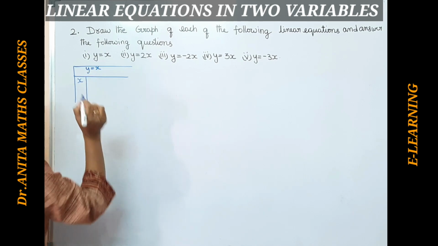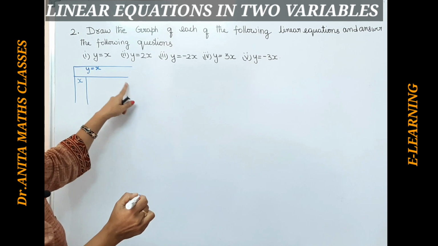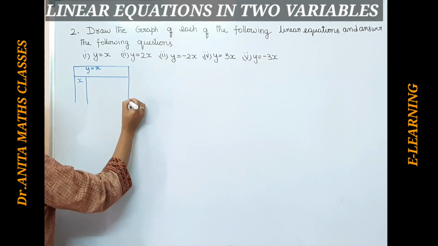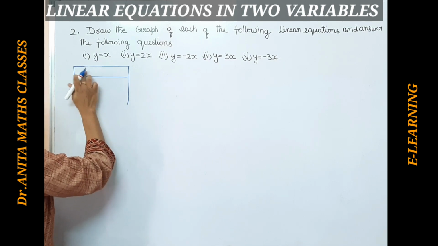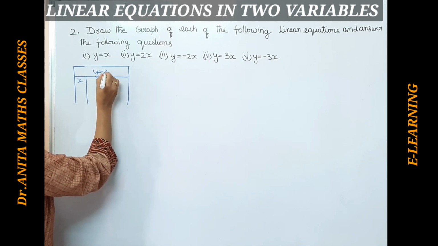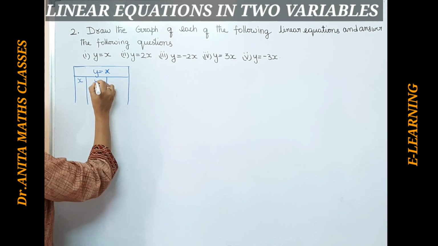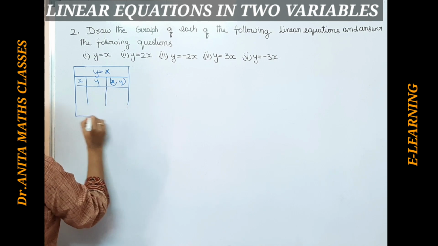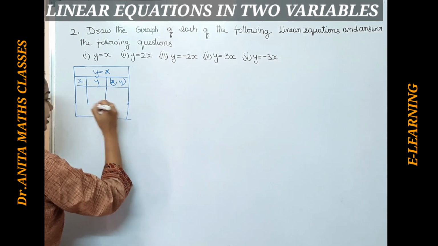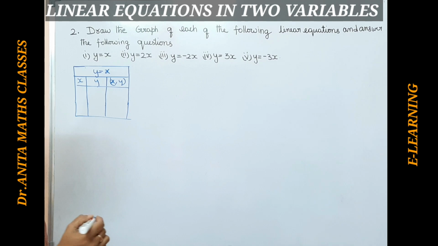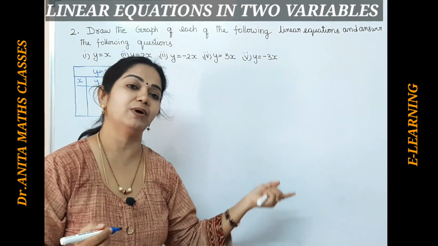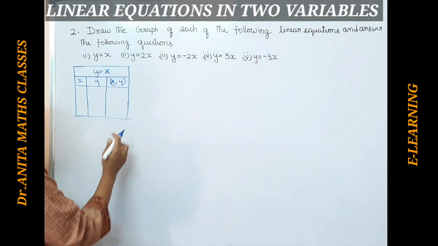When we apply x values, we get the y value, and x and y is the ordered pair which we need to plot. So, this is the y equal to x graph. Let us take a minimum of 3 points. We can take more than 3 points also. Let us take x values 0, 1 positive value, and 1 negative value, the simpler values.